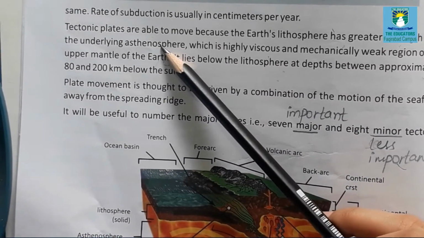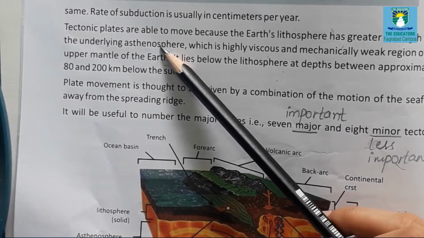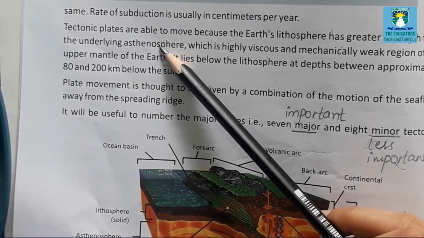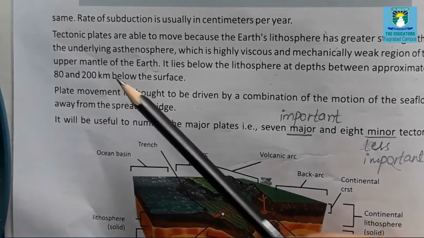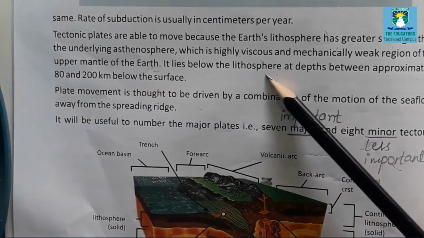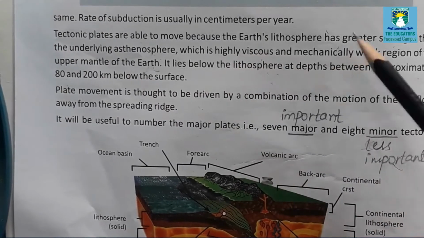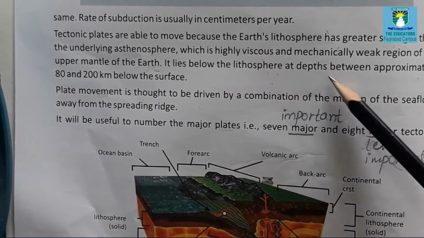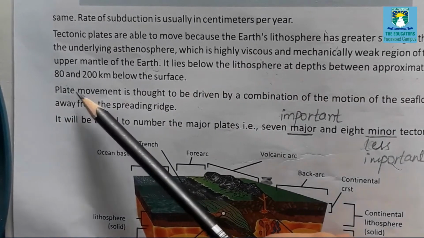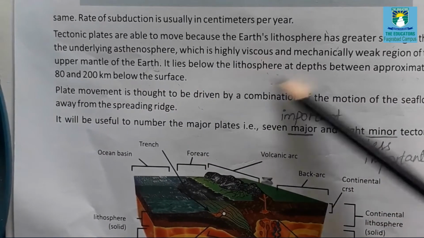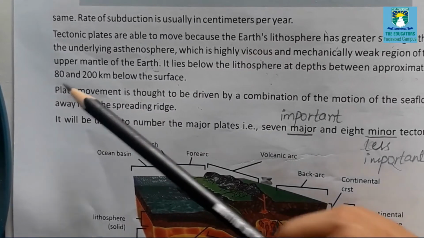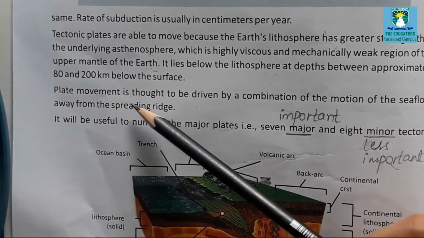Asthenosphere is the upper part of the mantle, the mantle is the second layer, so it cannot be easily moved, and the first layer, the crust, can easily be moved. The asthenosphere, or mantle, lies below the lithosphere. Lithosphere means the first layer or crust. At depths between approximately 80 to 200 km below the surface, the second layer starts.